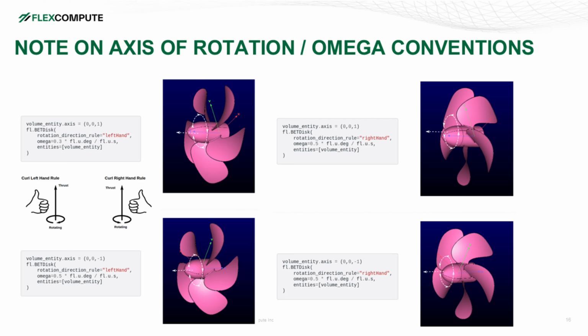Correct rotation direction is important for blade element models. Flow360 supports both left-hand and right-hand rotation conventions. The rotation axis and direction must be consistent with blade orientation. If results appear incorrect, visualizing slices through the blade element region can quickly confirm whether forces are applied in the correct direction.